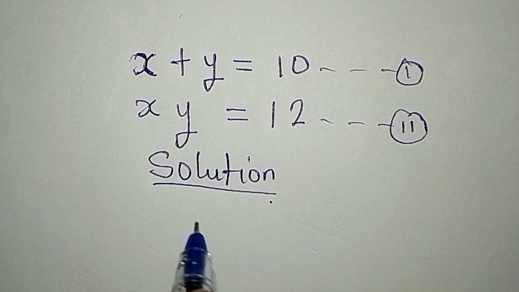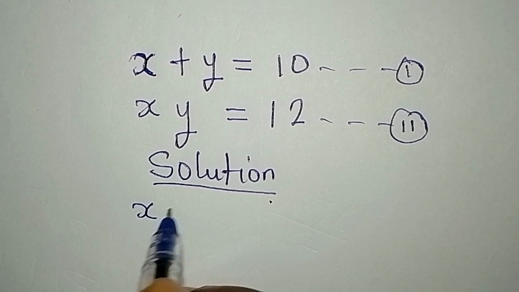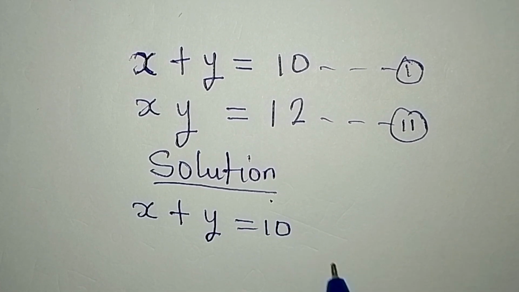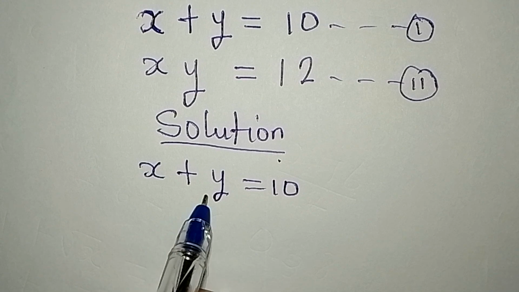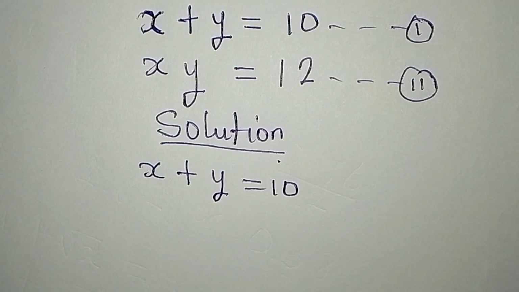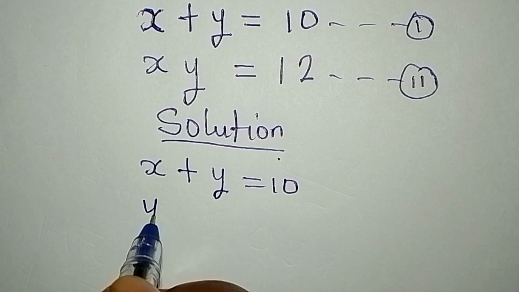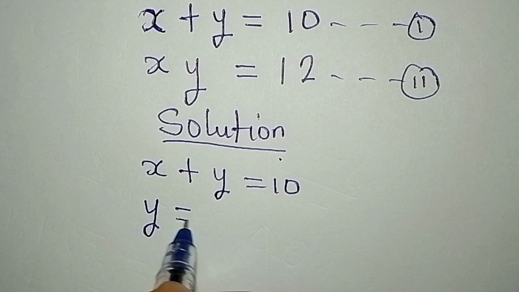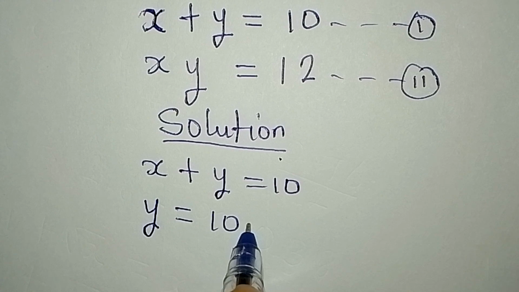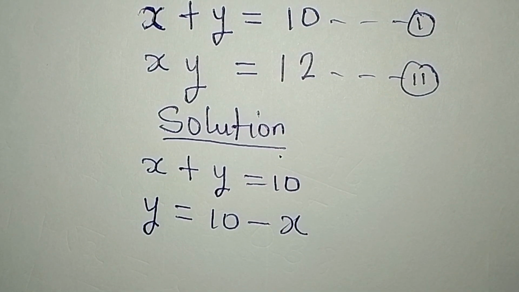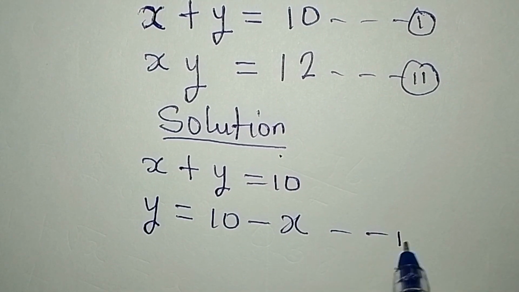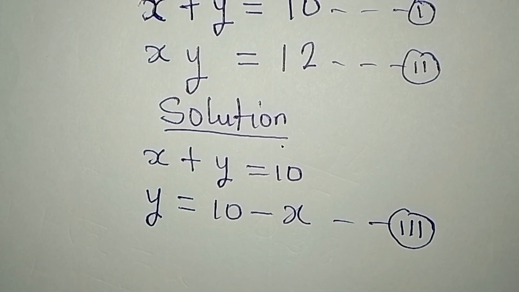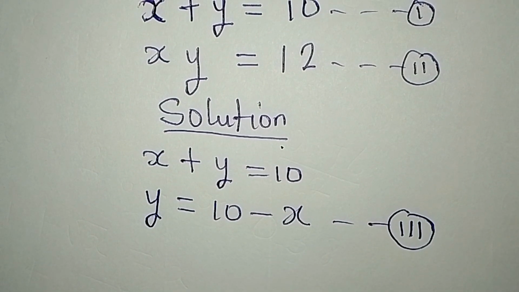Now from equation 1, which is x plus y equals 10, we can decide to make any of these the subject. Okay, let's make y the subject. So if y is the subject, then it will be equal to 10 minus x. We call this our equation 3 because we are going back to it after getting the value of x.